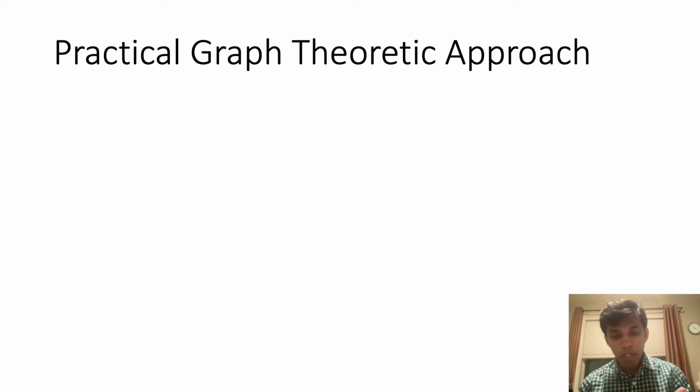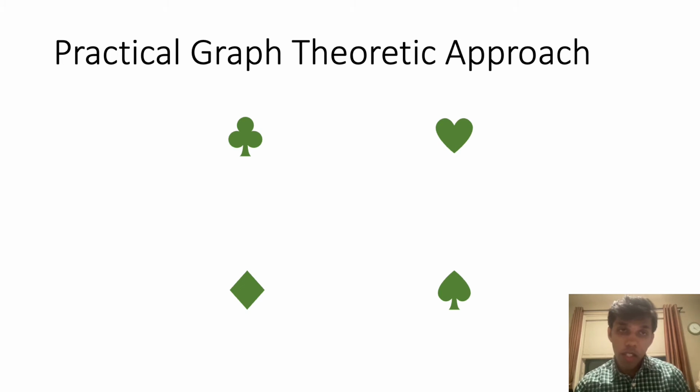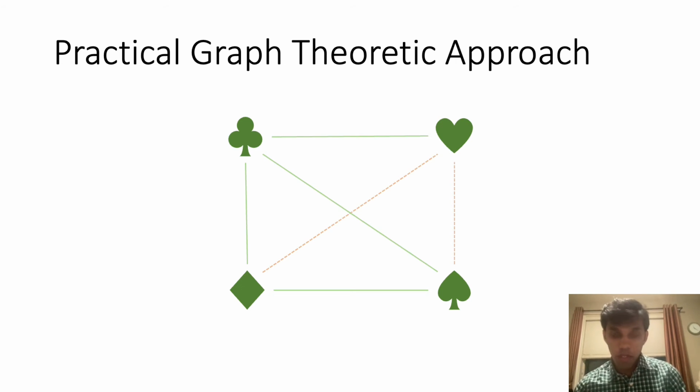Since the direct feasibility test is only limited to small graphs, we searched for a more practical approach towards this problem, in a graph theoretic approach. So let us assume the suit of cards: the clubs, spades, hearts and diamonds. And let's assume that you know the distances between some of these objects and you do not know the distances between some of these objects.